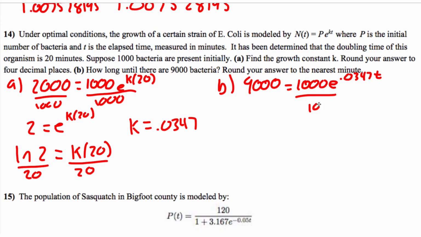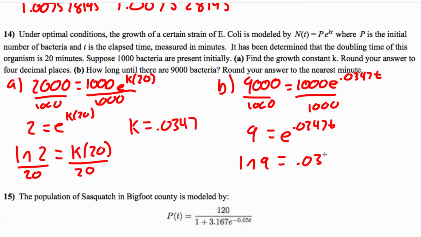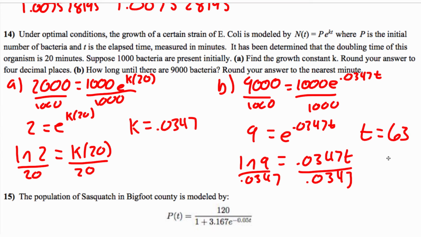Now we're going to divide both sides by 1,000. So we get 9 equals e to the 0.0347t. Switch this over to a natural log. Natural log of 9 equals 0.0347t, and then divide both sides by that 0.0347. We end up with a t-value of about 63 minutes.